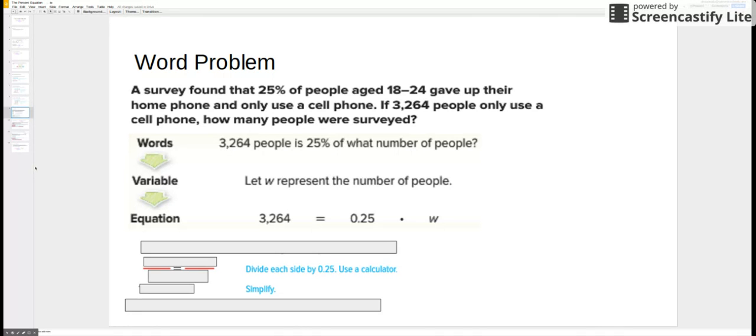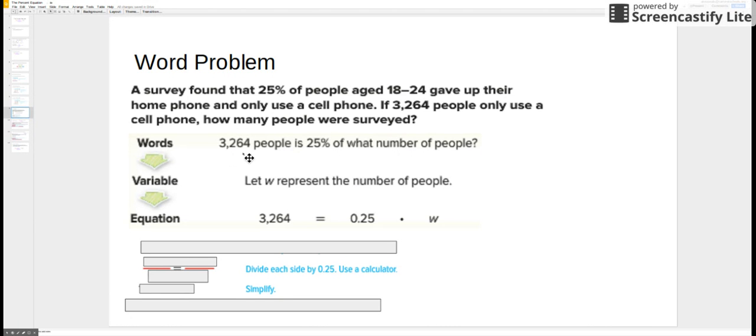A survey found that 25% of people aged 18 to 24 gave up their home phone and only used a cell phone. If 3,264 people only use a cell phone, how many people were surveyed? Okay? Well, right here, how many people were surveyed? Right there, that tells you need to figure out what the whole is. You need to figure out how many people were surveyed in total.